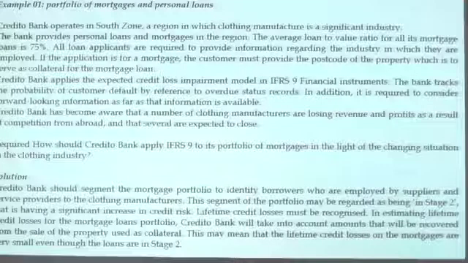The question earlier mentioned that the area is highly specialized in garment factories. If the application is for a mortgage, the customer must provide the postcode of the property which is to serve as collateral for the mortgage loan. Creditor bank applies the expected credit loss model in IFRS 9. The bank tracks the probability of customer default by reference to overdue status records. In addition, it is required to consider forward-looking information as far as the information is available.